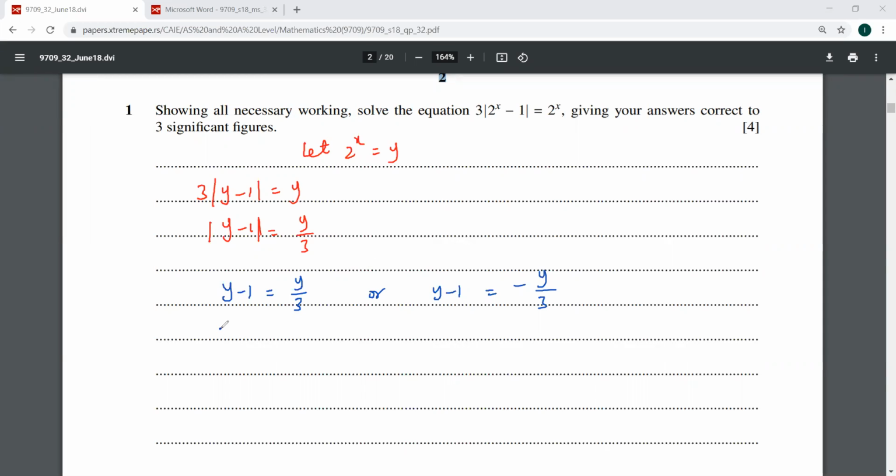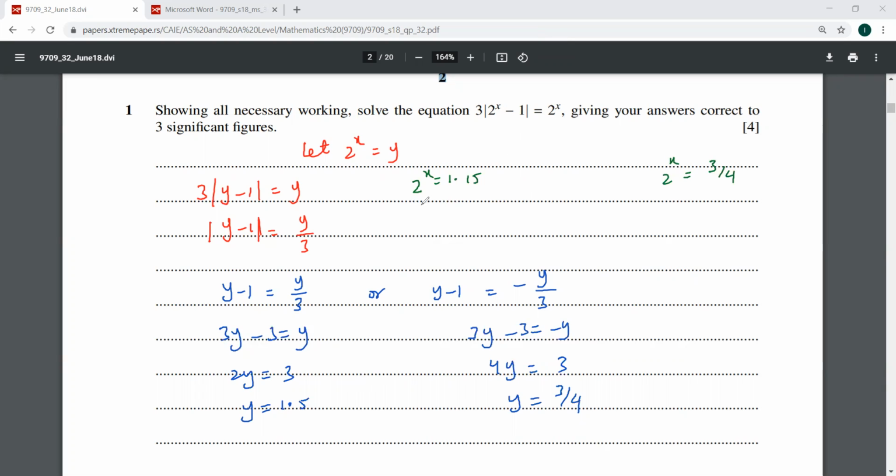So we have 3y minus 3, that is equal to y. We have 2y equal to 3, and your y is going to be 1.5. From here you have 3y minus 3 equal to minus y. You have 4y equal to 3, and your y is equal to 3 by 4. Okay, so we need to go back here, and since we have to find the values of x, from this you have 2 raised to power x equal to 1.5, or you have 2 raised to power x that is equal to 3 by 4.